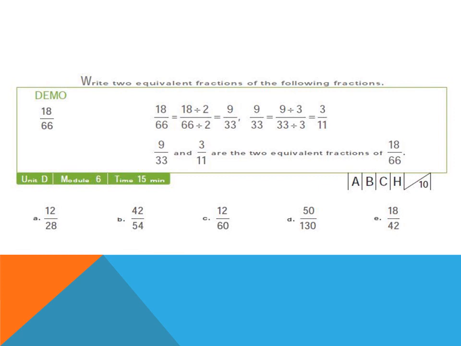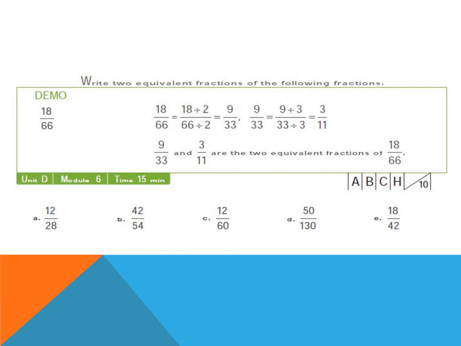18 divided by 2 is 9. 66 divided by 2 is 33. So 9 by 33 is the equivalent fraction to 18 by 66. Again, 9 by 33, dividing both the numerator and denominator by 3, we get 3 by 11. So 3 by 11 is also another equivalent fraction of 18 by 66.